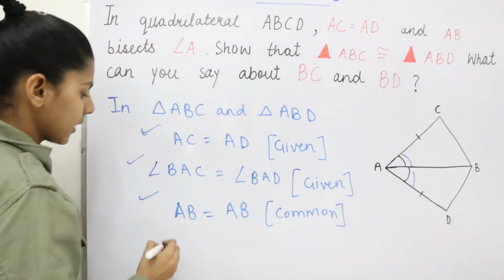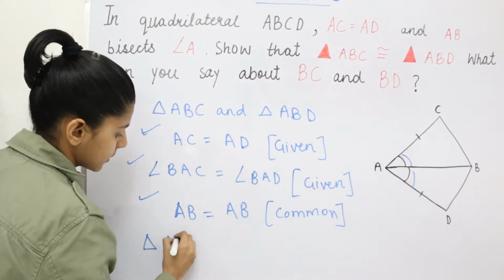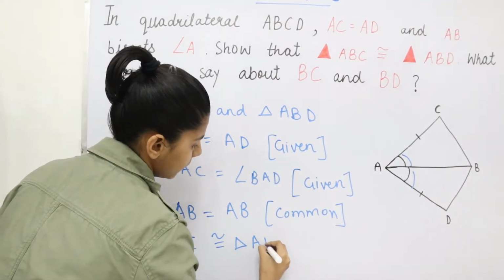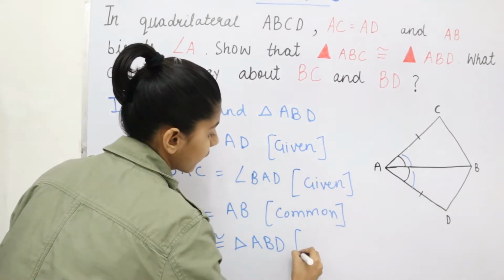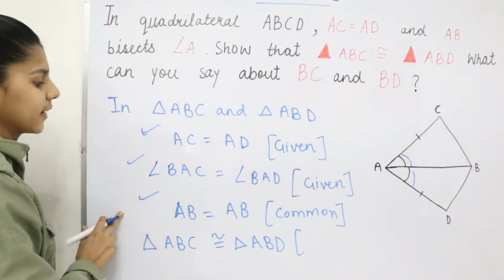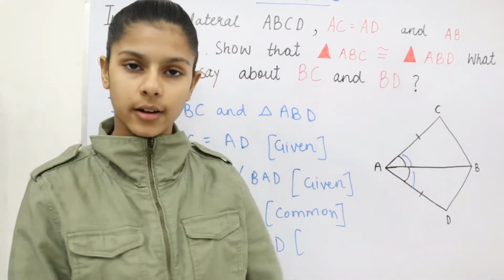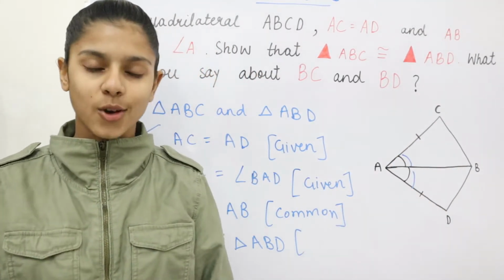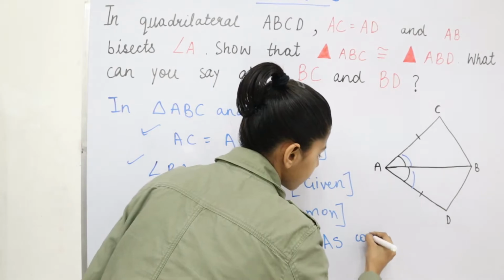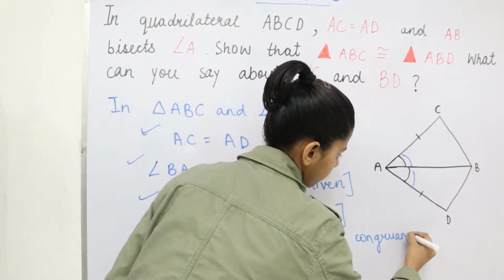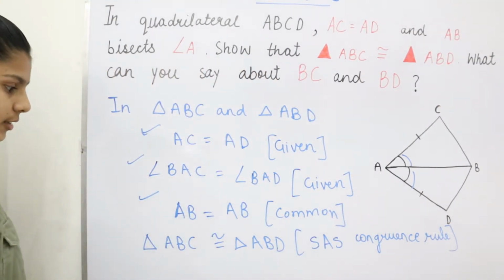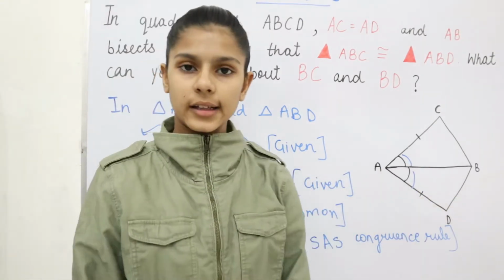So hence we can write that triangle ABC is congruent to triangle ABD. In the bracket we have to write by which rule they are congruent. We got two sides and one angle, so they are congruent by SAS congruence rule. So in the bracket we write SAS congruence rule. This is the reason for their congruency. So we have proved these both triangles are congruent.